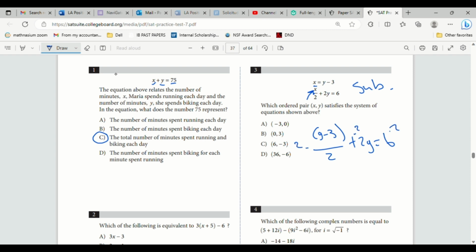So we get y minus 3 plus 4y equals 12. y plus 4y is 5y. If I add 3 to both sides, that's 15. So dividing by 5, we get y equals 3. And the only choice that has 3 as the y value is B.